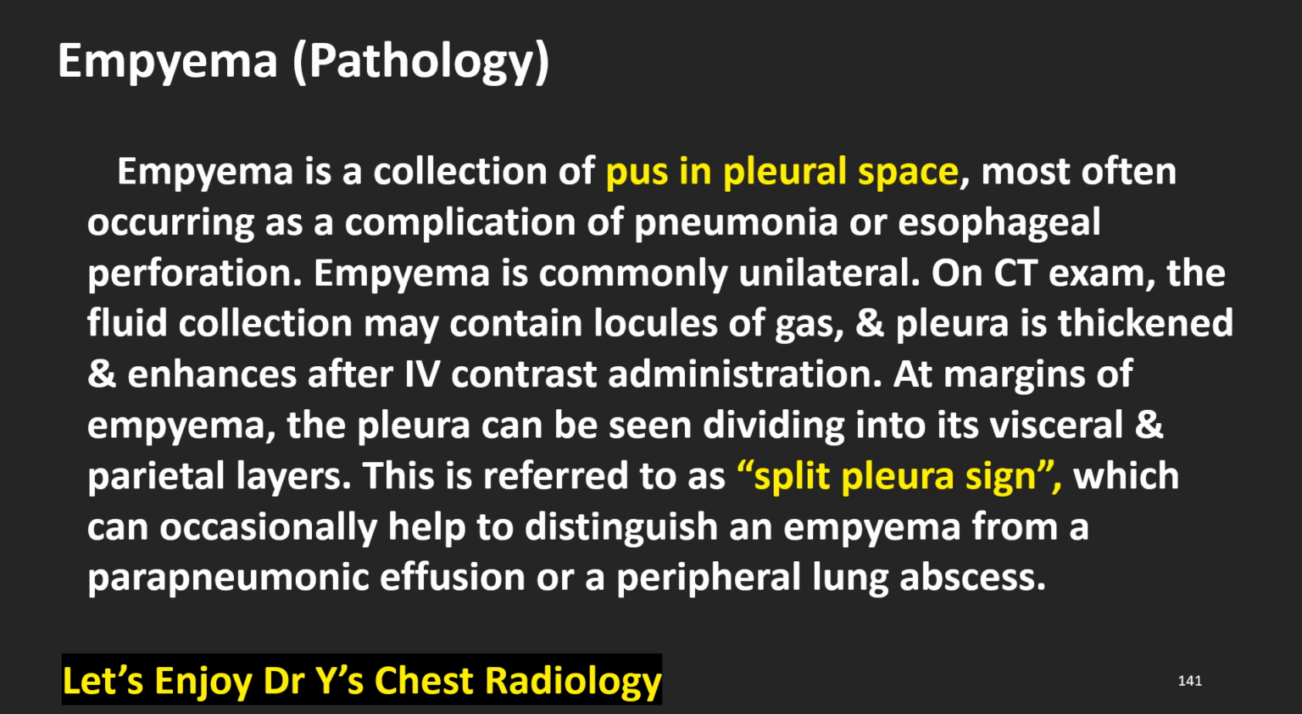At margins of empyema, the pleura can be seen dividing into its visceral and parietal layers. This is referred to as the split pleural sign, which can occasionally help to distinguish an empyema from a parapneumonic effusion or a peripheral lung abscess.